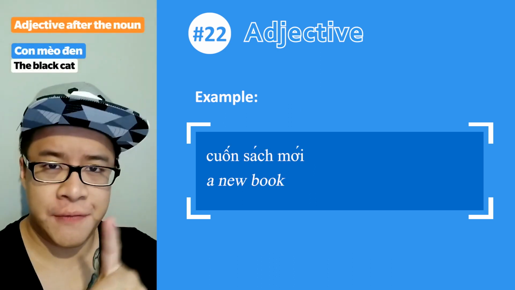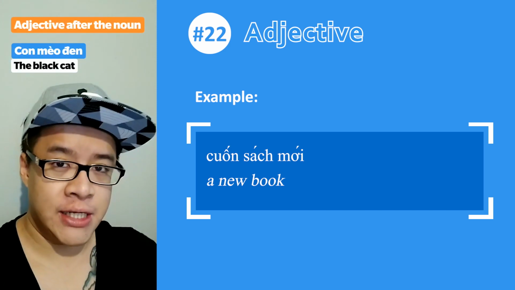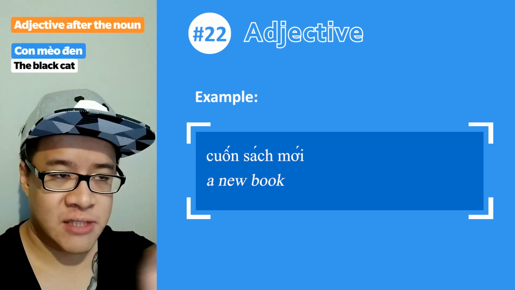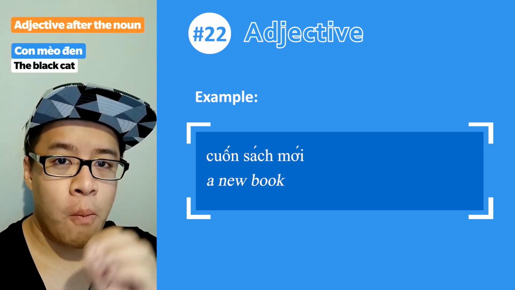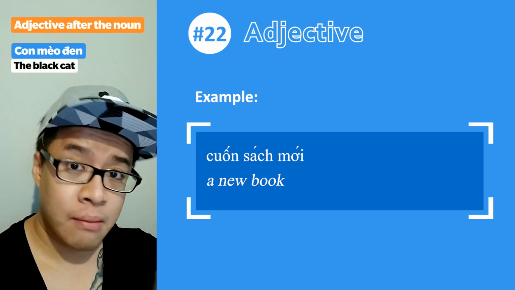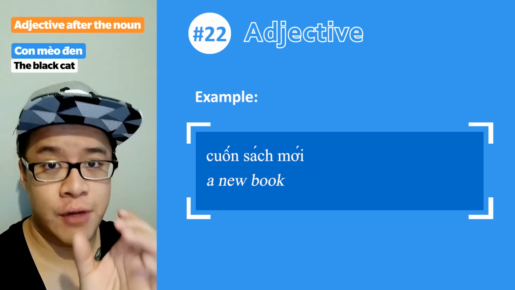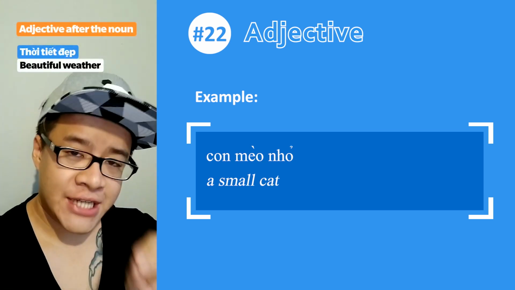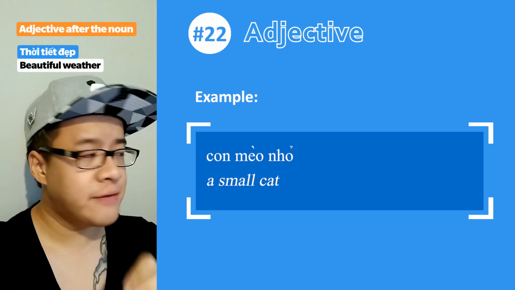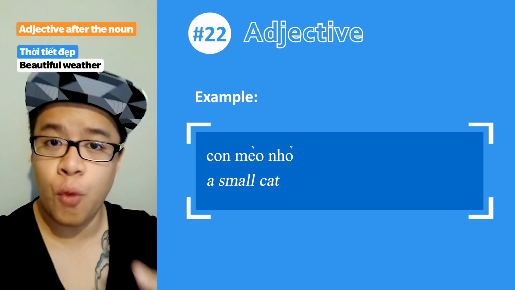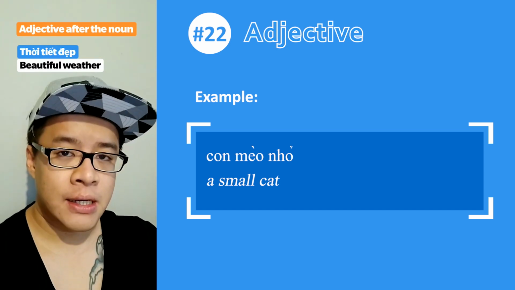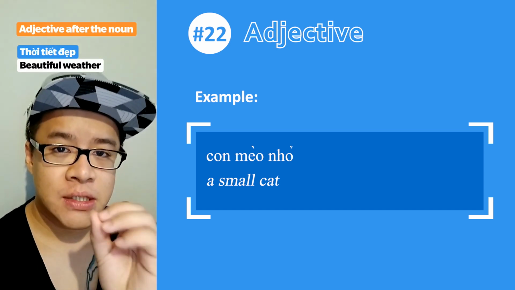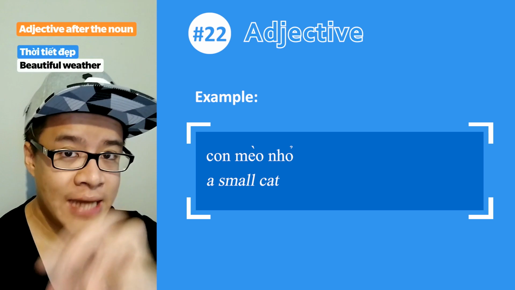Second thing you need to know, if you want to describe a noun directly, so instead of saying the cat is black, you want to say the black cat. In that case, you would say con mèo đen. So the adjective đen, black, comes after the noun. So the position of the adjective is different than in English. If you want to say, for instance, beautiful weather, beautiful, đẹp. Weather, thời tiết. Now, the correct version would be thời tiết đẹp, not đẹp thời tiết.